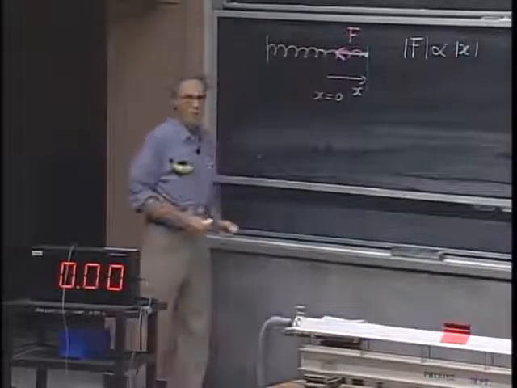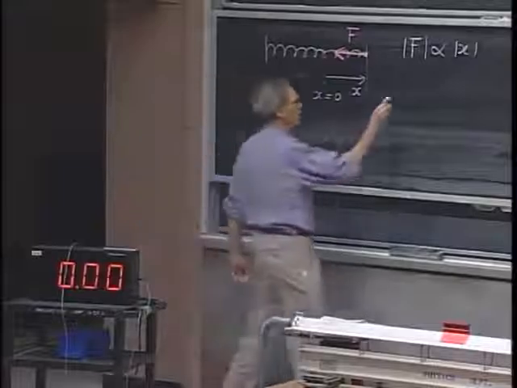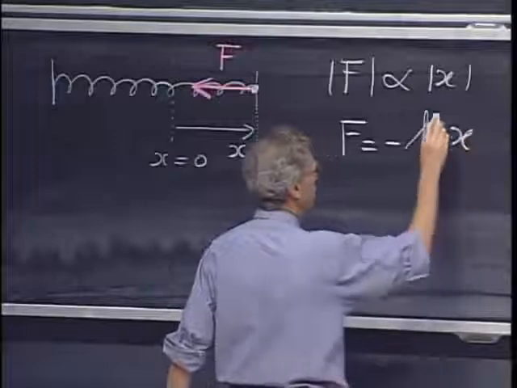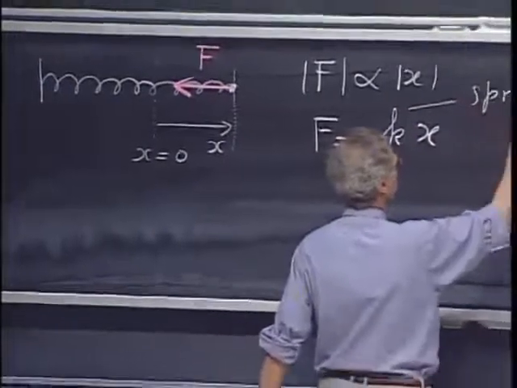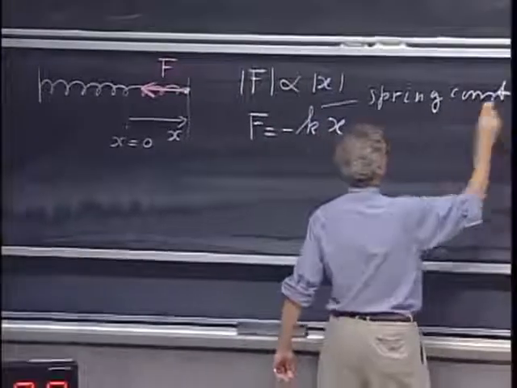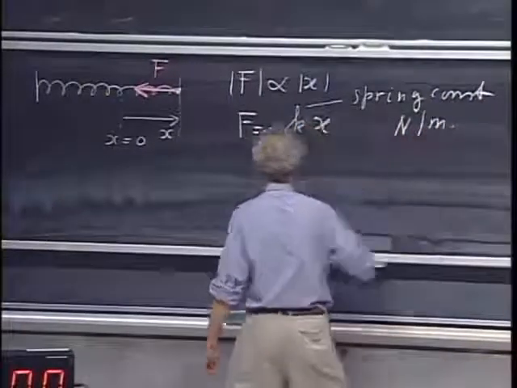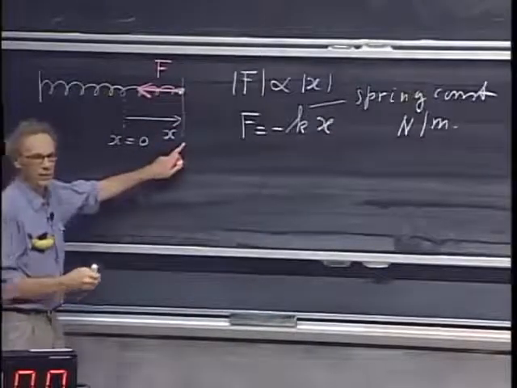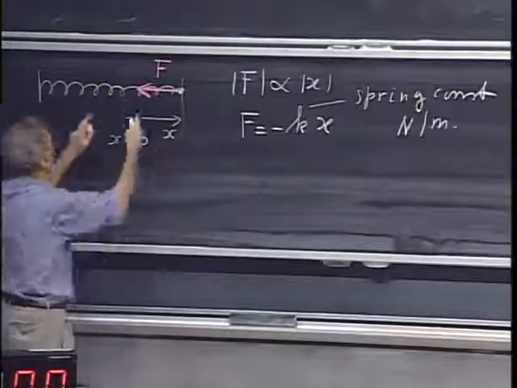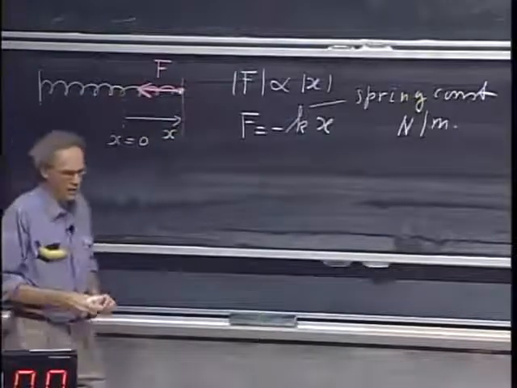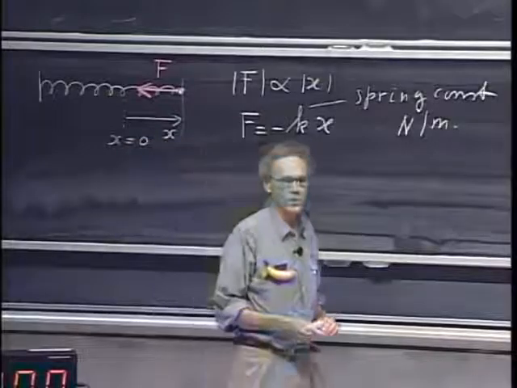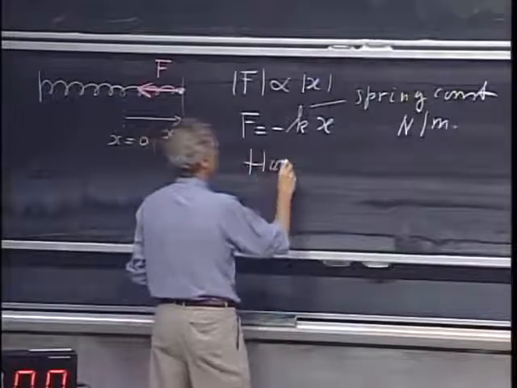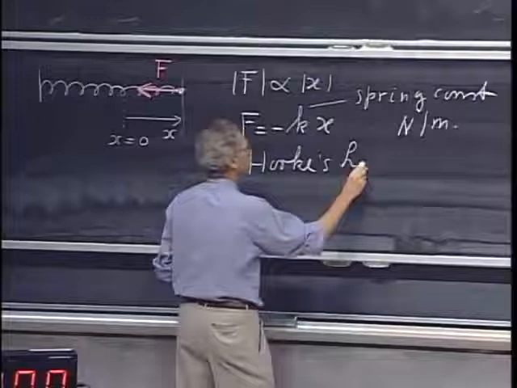This is a one-dimensional problem, so to avoid the vector notation, we can simply say that the force, therefore, is minus a certain constant, which we call the spring constant. This is called the spring constant, and the spring constant has units newtons per meter. So the minus sign takes care of the direction. When x is positive, then the force is in the negative direction. When x is negative, the force is in the positive direction. It is a restoring force. Whenever this linear relation between F and x holds, that is referred to as Hooke's law.